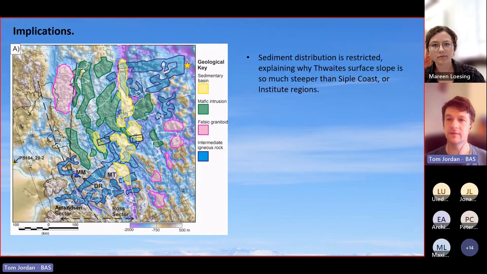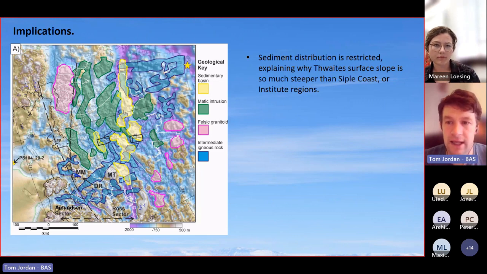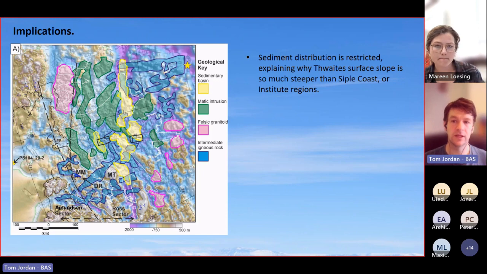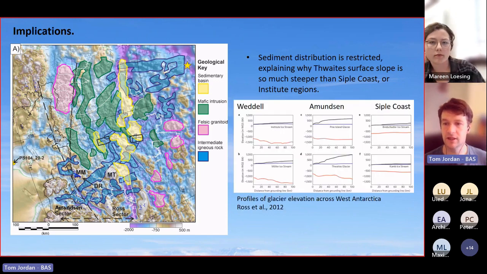So the first thing to note, the sediment distribution is restricted in Thwaites Glacier, and this goes, I think, quite a long way to explaining why Thwaites surface slope is so much steeper than the Cycle Coast or Institute regions. And this was noted back in like 2012. You can see the Weddell Sea and Cycle Coast, very low profile glaciers. Both of these are areas flowing out over big, thick sedimentary basins. The Amundsen Pine Island Thwaites Glacier, it probably isn't. It's probably flowing out over much more rugged crystalline bedrock. It doesn't have this thick sedimentary basin.